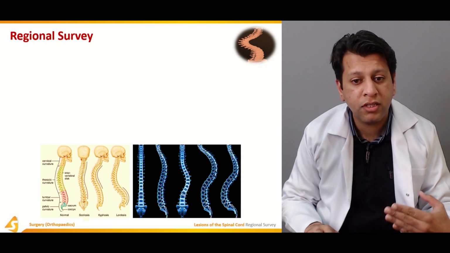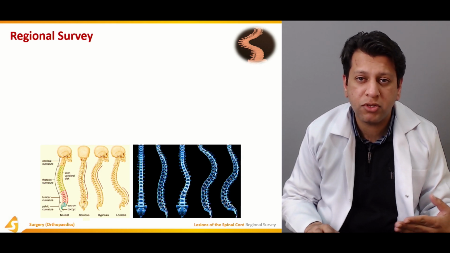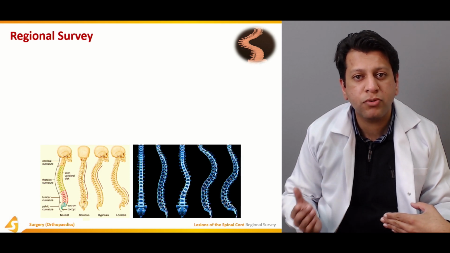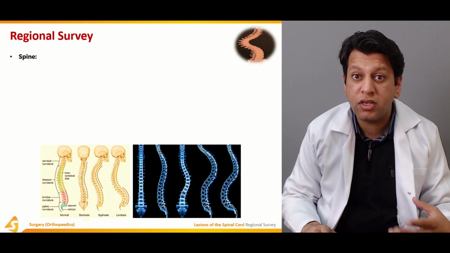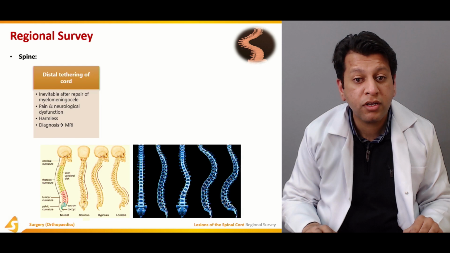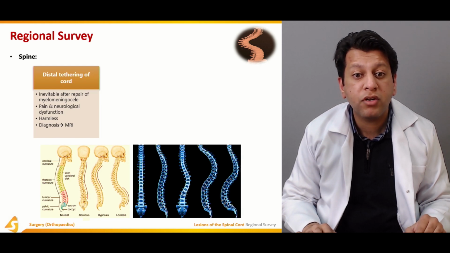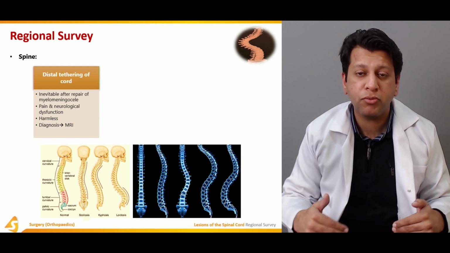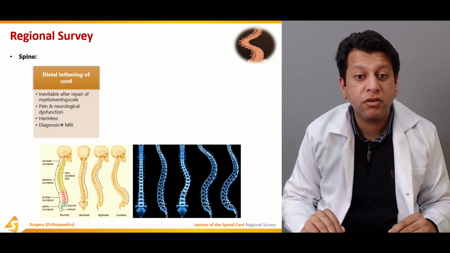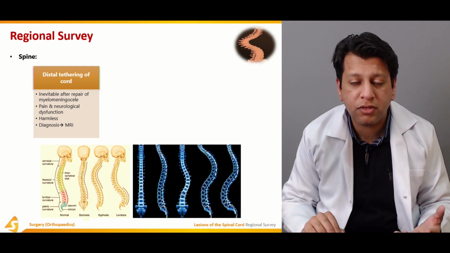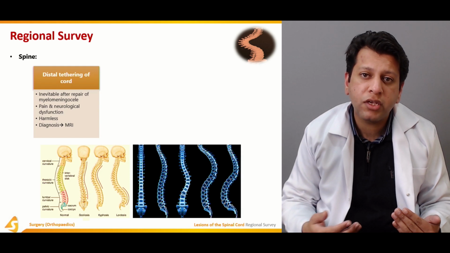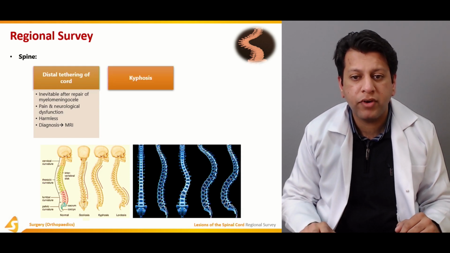Right from the spine, they may have scoliosis, associated hip dysplasia, knee recurvatum, and foot abnormalities in the form of calcaneal valgus foot and clubfoot. In case of the spine, it's usually associated with distal tethering of the cord. It's inevitable after repair of the myelomeningocele because usually the posterior lamina are absent, resulting in pain and neurological dysfunction. Although it's harmless and not actually causing any problem, it is one of the complications of the surgeries for spina bifida.